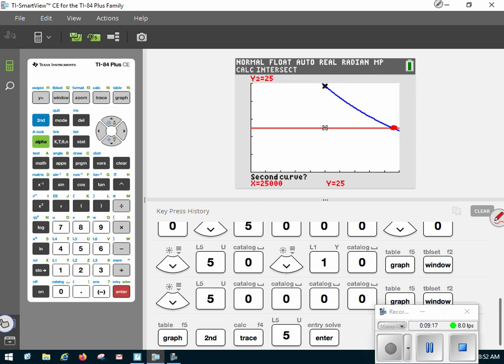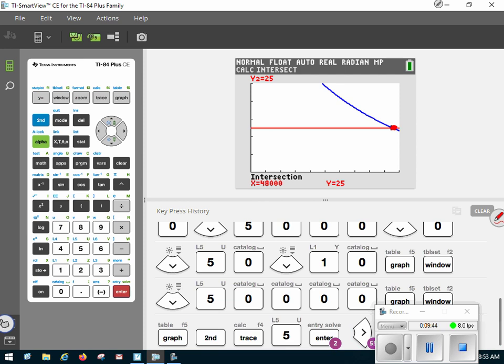Second curve, is that the other curve you're working with? Yep, hit enter. Now where it says guess, just arrow over. I don't know why my little doodad stayed right there. Did you get it? Look at there. Look at there.